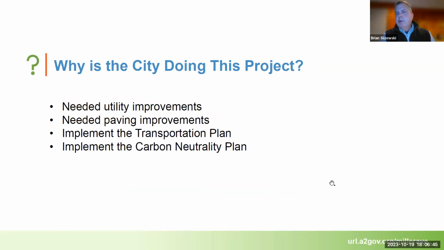So why is the city doing this project on Miller Avenue? First of all, there are utility improvements that are needed, kind of the unglorious but substantial part of the project. Miller Avenue from Chapin to Newport, old water mains will be replaced. That will be kind of the first part of construction that you're going to be seeing next spring.